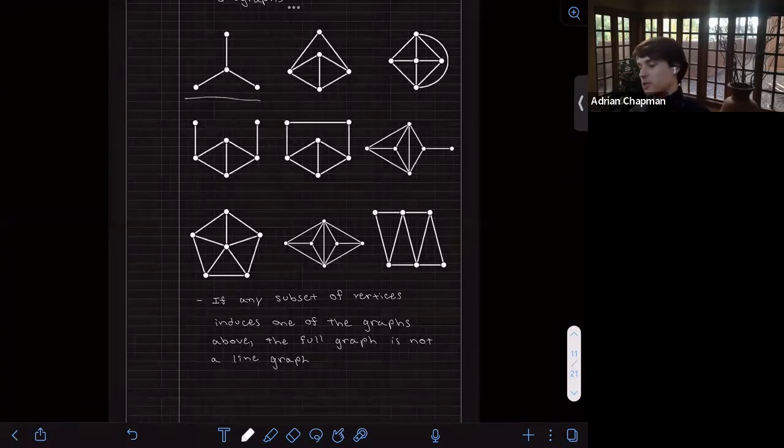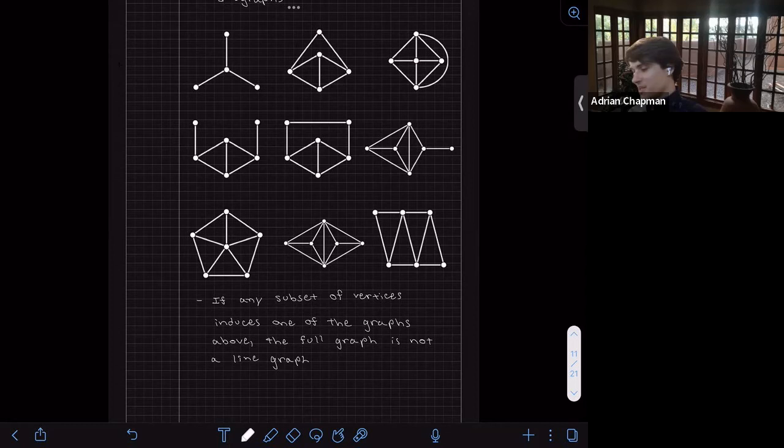Now, once I know this is forbidden, I can start looking through claw-free graphs and try to find forbidden induced subgraphs within those that are also forbidden. Again, it's not obvious that this list should be finite, but in this case, it is. And what it shows is that you only need to go out so far before your obstruction will show itself. And so, yeah, I think that's pretty surprising.